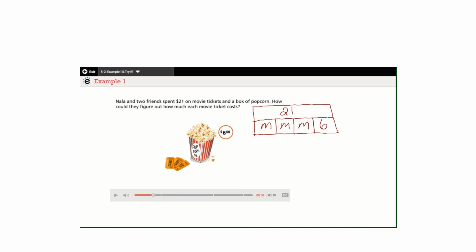Now we can start solving just using a model. If this is 21 and then I take off this 6 right here, if that's 6, this other part is 6 also. So when I take away 6 from 21, I'm left with 15. Now I know these 3 boxes, I have to divide them evenly between 15. So when I divide 15 evenly into 3 parts, I'm left with 5 each. So that means in this case, each movie ticket is $5.